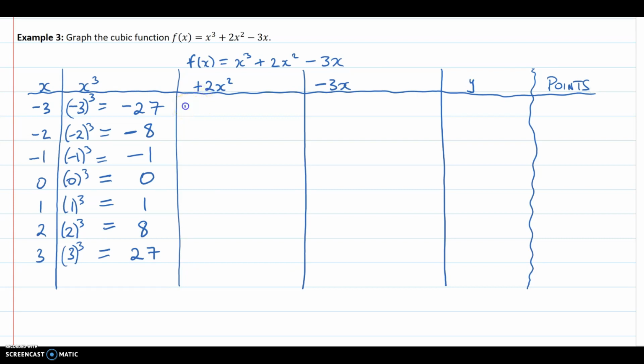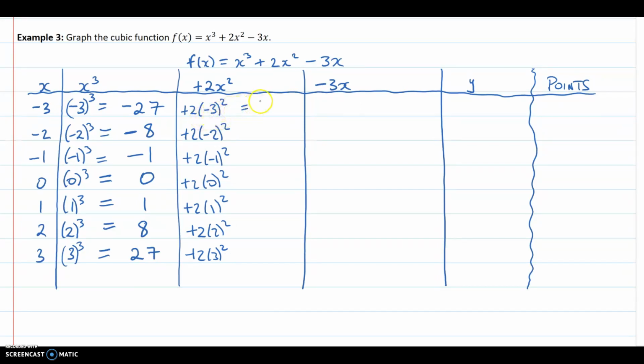Plus 2x squared, so plus 2 times minus 3 squared, plus 2 times minus 2 squared, plus 2 times minus 1 squared, and you get the picture. Plus 2 times the value of x squared the whole way down. Okay, let's work all of these out. Square first, then multiply by 2.